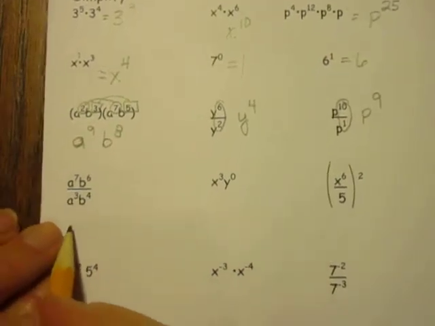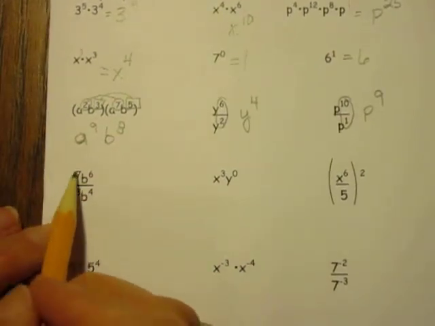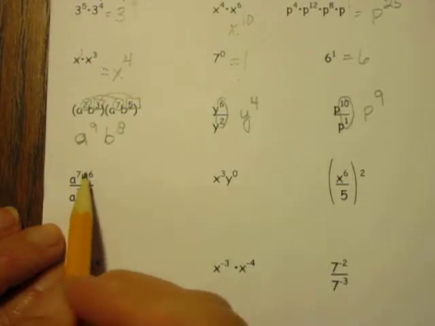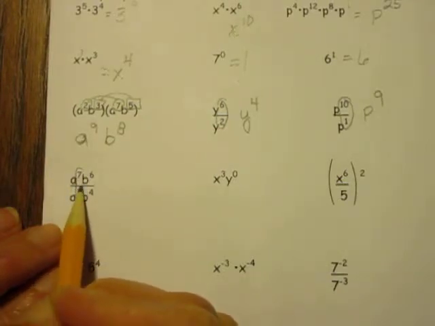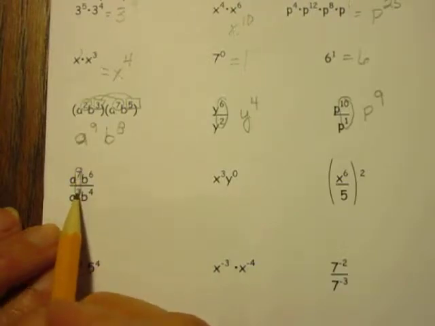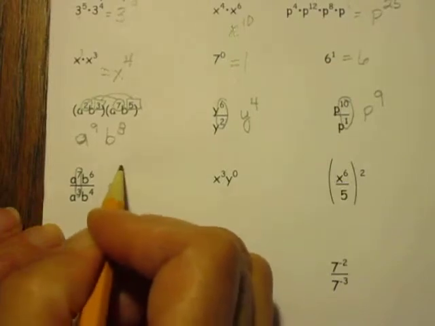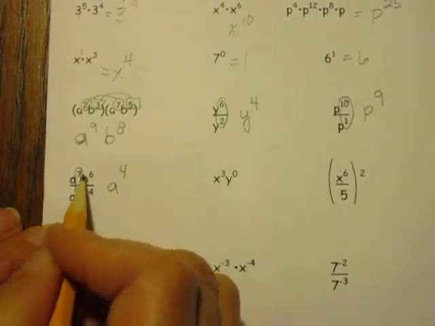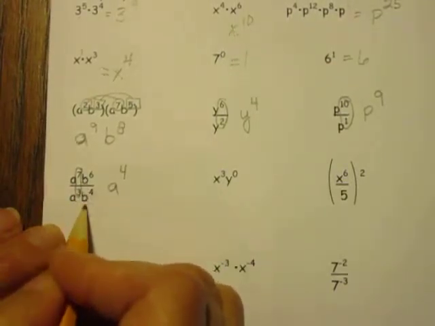Okay, here I have the difference or the quotient between two different products. But I can look at like bases. When I'm pairing up a to the 7th power divided by a to the 3rd power, that's going to simplify to a to the 4th power. I can do the same thing with like bases, the base of b.